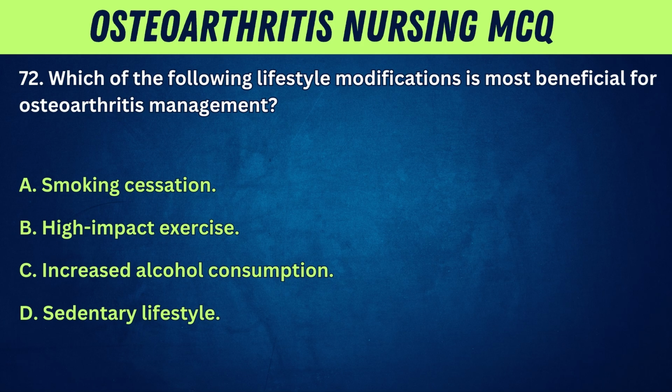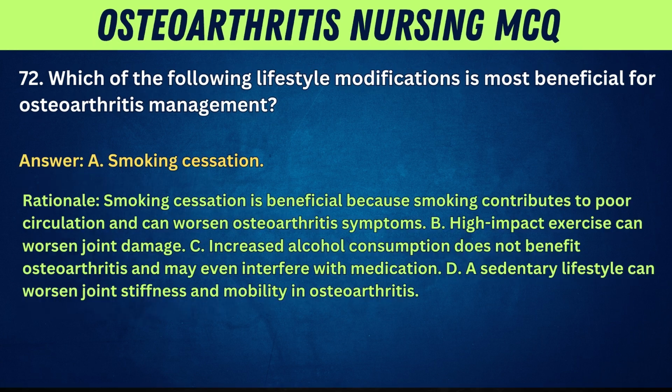72. Which of the following lifestyle modifications is most beneficial for osteoarthritis management? A. Smoking cessation. B. High-impact exercise. C. Increased alcohol consumption. D. Sedentary lifestyle. Answer: A. Smoking cessation. Rationale: smoking cessation is beneficial because smoking contributes to poor circulation and can worsen osteoarthritis symptoms.